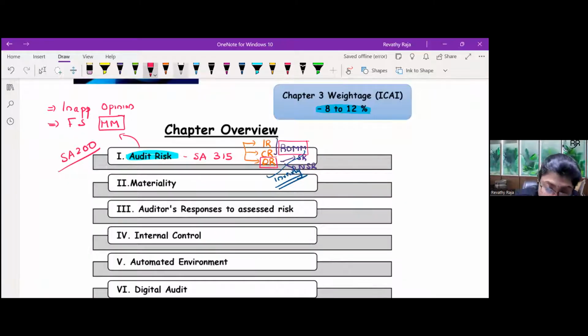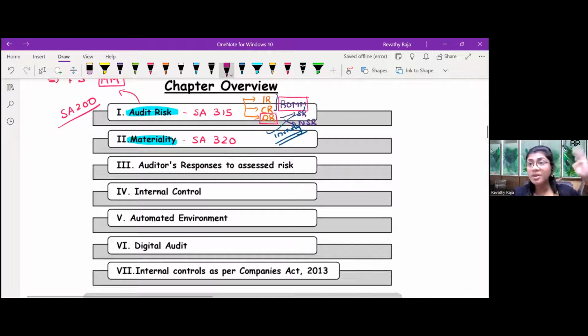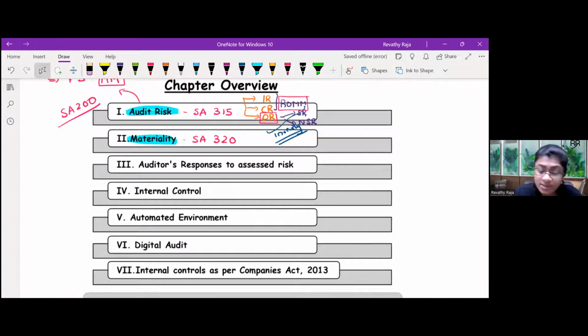Now moving on to the second one, which is materiality. Materiality is SA 320. From SA 1 you are hearing about materiality. An item is said to be material if it affects users' decision making. Users of what? Users of the FS. Which users will you take? Common users and not specific users. Materiality is fixed based on the auditor's professional judgment, APJ.